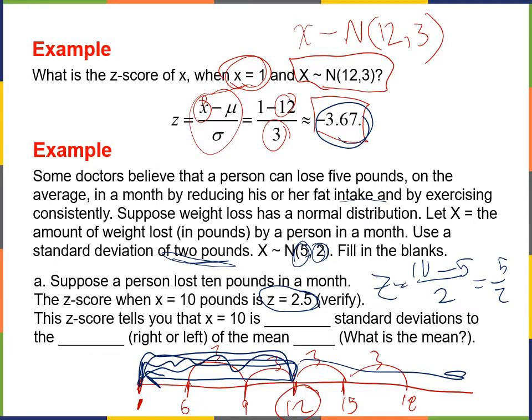That's if you lost 10 pounds. So the z-score of 2.5 tells you that x equals 10 is 2.5 standard deviations, since it's positive, to the right of the mean, which was 5. Okay? So this is how you have to remember how z-scores work.